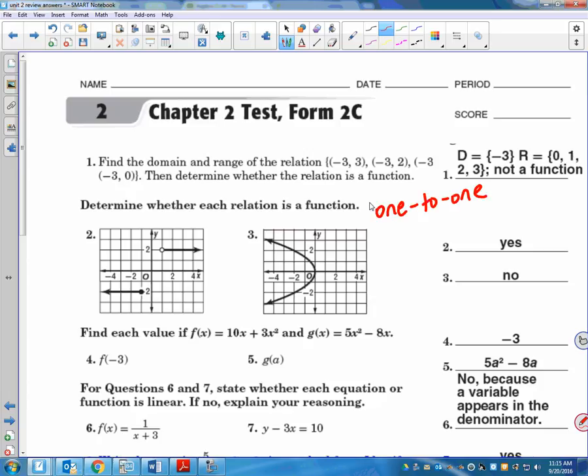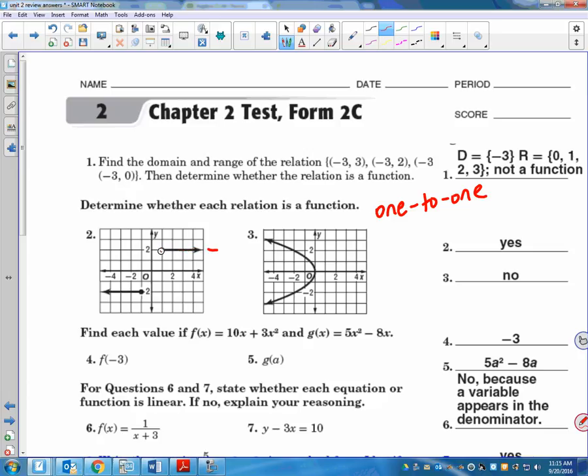Right, a one-to-one function, all the x's are different and all the y's are different. So, easy to tell if it's one-to-one if it passes both the vertical line test and the horizontal line test. Right? So the only one that was a function was number 2. Does number 2 pass the horizontal line test? Does that pass the horizontal line test?